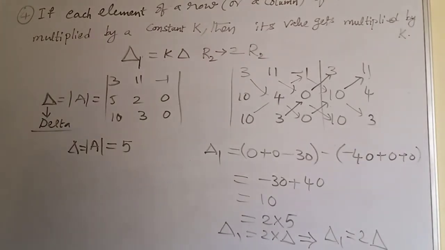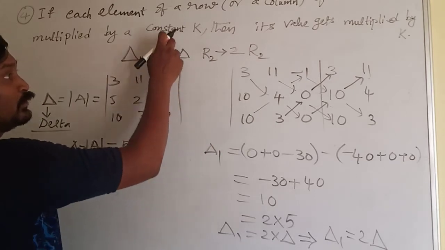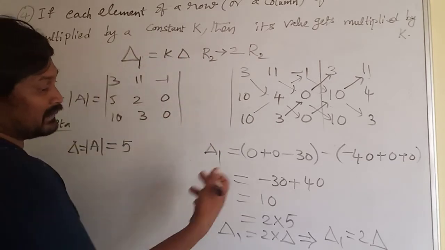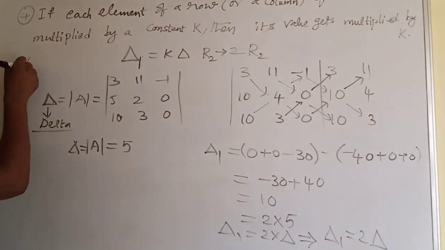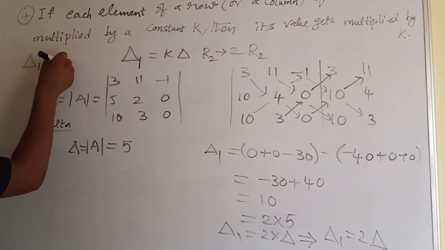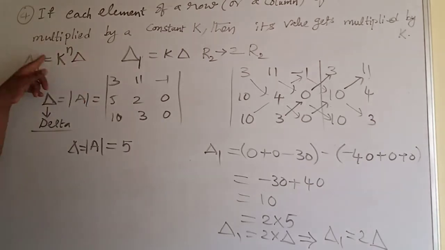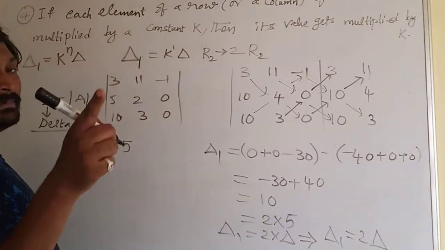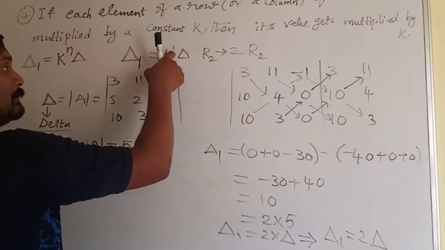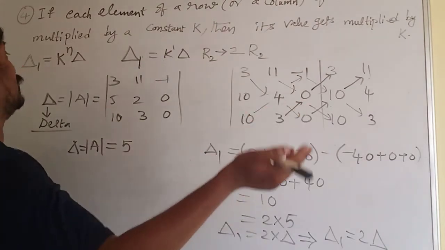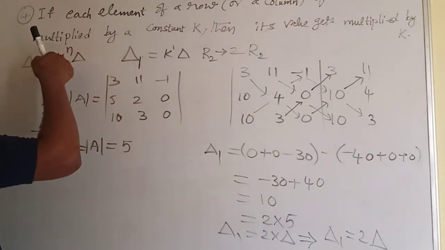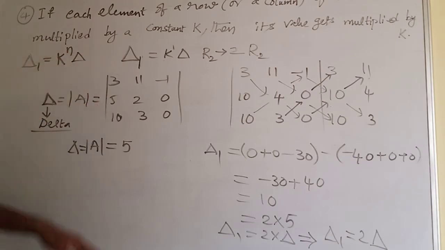And if the same number is multiplied in 2 places, meaning 2 rows, then with n rows, delta 1 is equal to k power n delta. If only 1 row is multiplied with k, it is k power 1. If 2 rows are multiplied, k power 2, 3 rows k power 3, and so on. If n rows are there, so n terms, then you can write k power n delta. Clear now? That is about your fourth property.